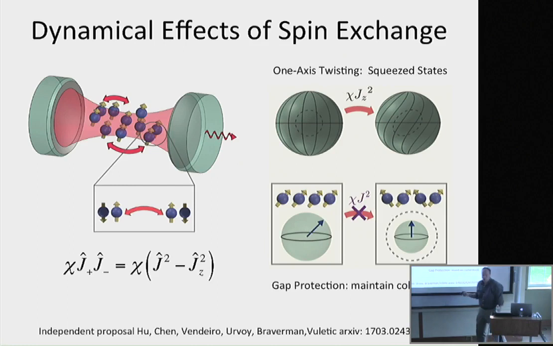states. The J squared term says if I change the length of the Bloch vector, which corresponds to, say, single particle dephasing in the system, there's an energy cost associated with doing that. And so you are actually introducing an energy gap between states of different J that suppresses single particle dephasing. I'll point out that actually this type of physics was independently proposed out of Vuletic's group at the same time we were seeing it in the squeezed states using this approach.